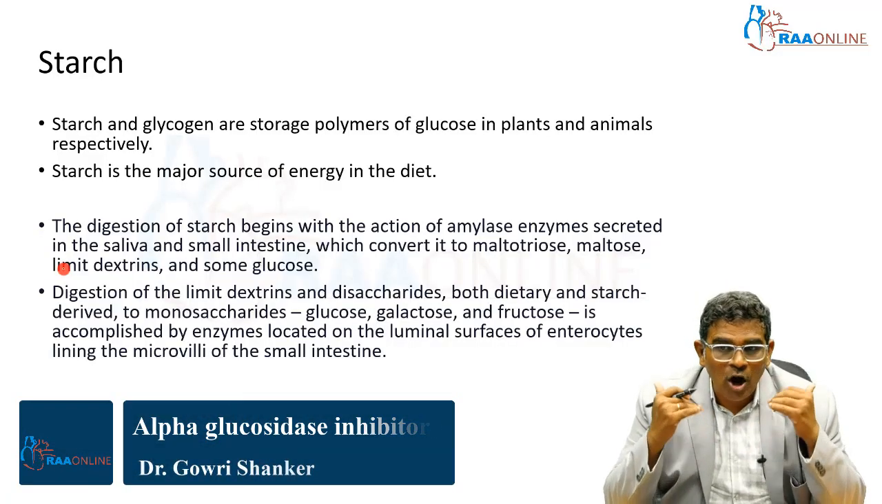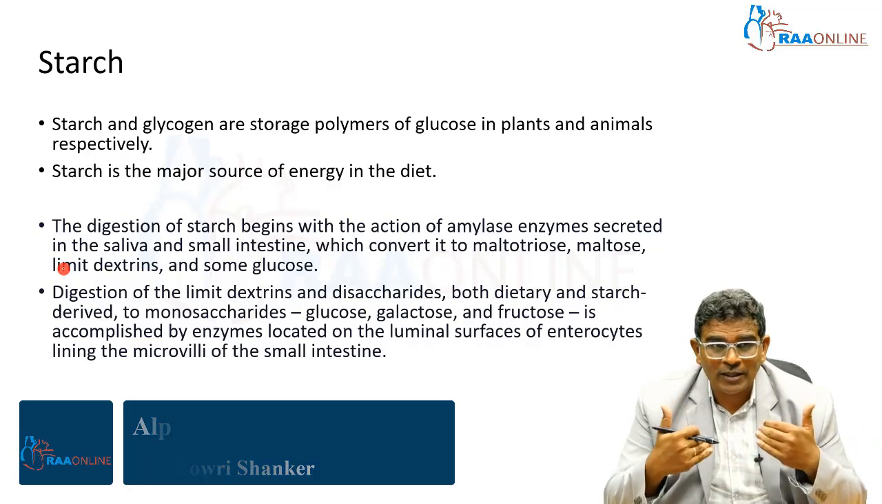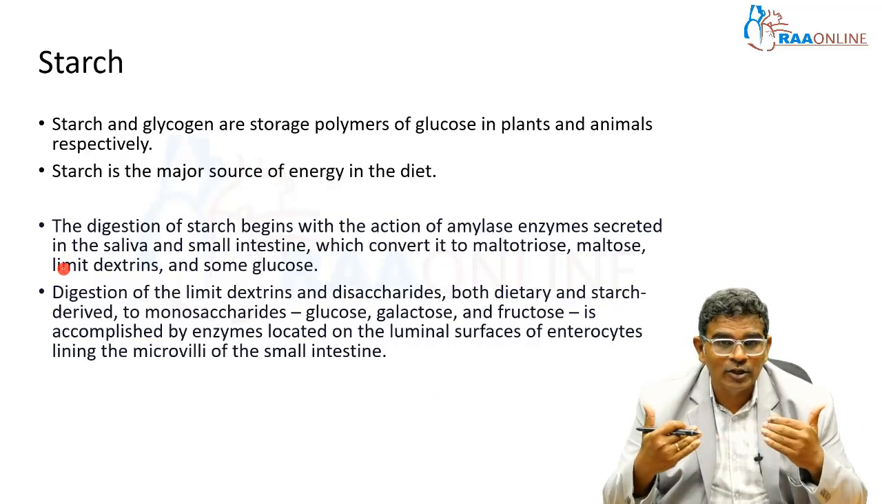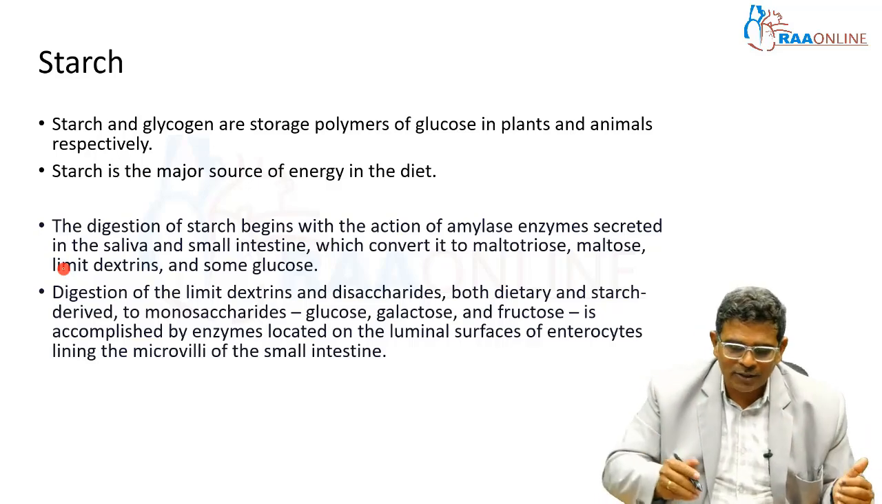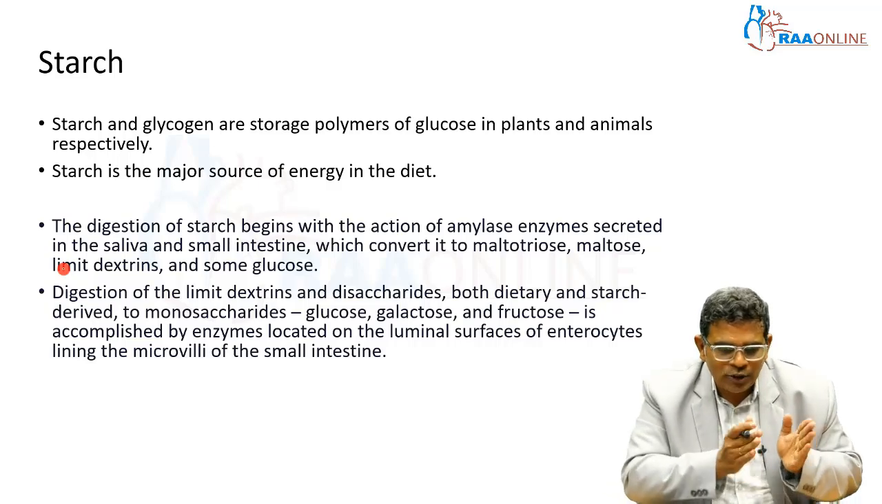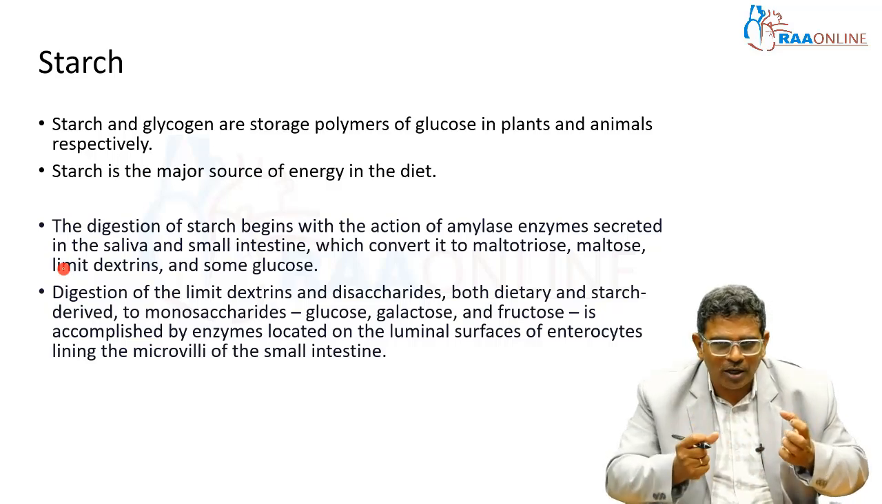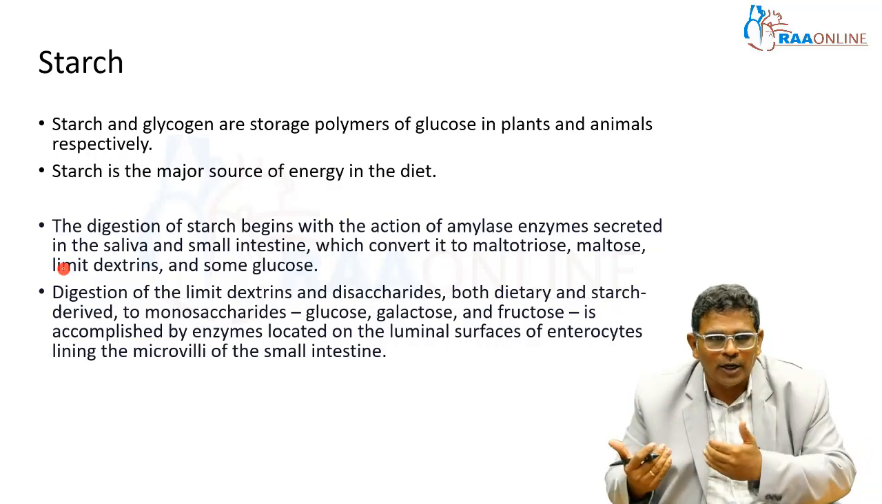When it comes to the complex carbohydrates, we saw the simpler carbohydrates earlier. Starch and glycogen are the storage polymers of glucose in plants and animals. In animals, it is glycogen, and in plants, it is starch. When we consume lots of starch, it has to be broken down to simpler carbohydrates.